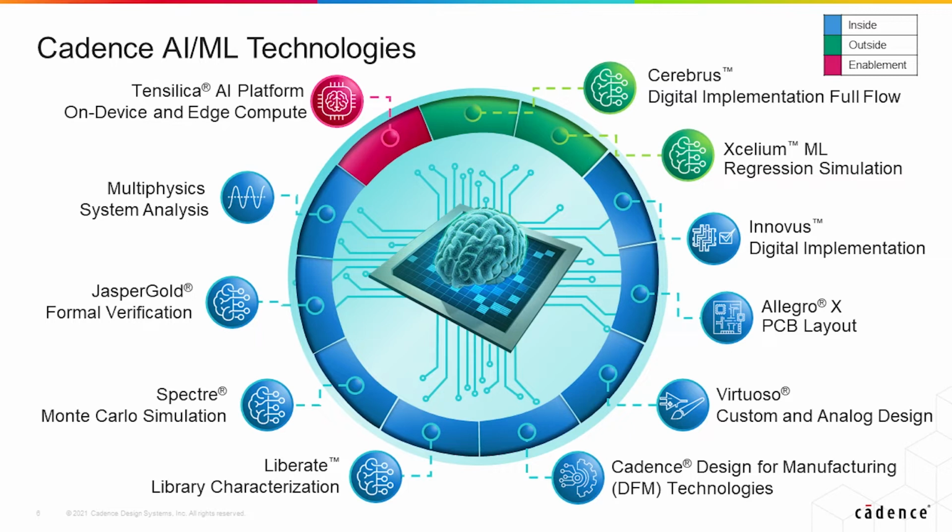On the Liberate library characterizer, the earlier the design implementation is optimized for all operating conditions, process, voltage, and temperature, the better the sign-off convergence. Liberate machine learning prediction quickly and accurately derives a complete set of PVTs and allows a better and earlier starting point for design teams, accelerating the overall design cycle.